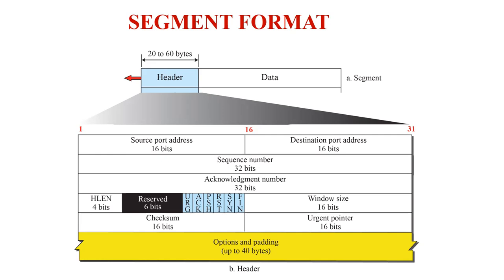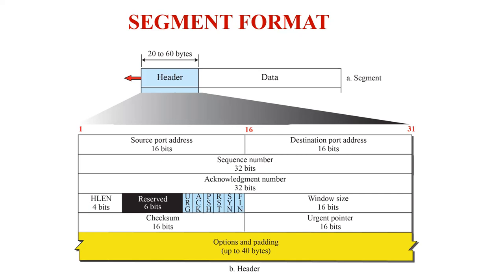The source port address and the destination port address will give you the port address of the sender, that is the source, and the receiver, that is the destination, which is followed by a 32-bit sequence number, which gives the sequence number of the TCP segment, which is then followed by the acknowledgement number, which is again 32 bits, which is then followed by the header fields, which we can see now.